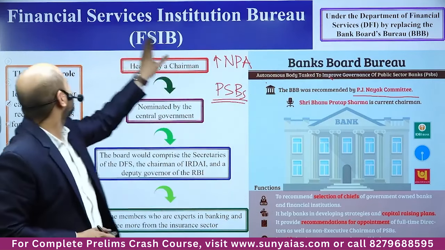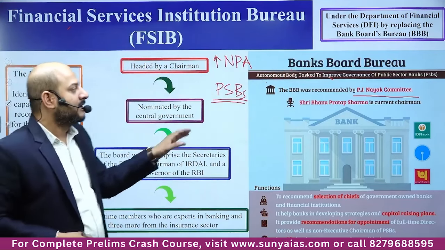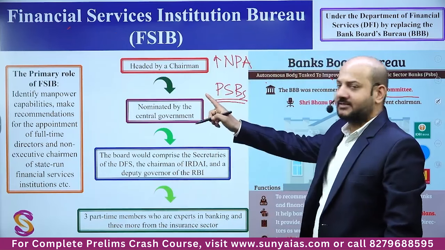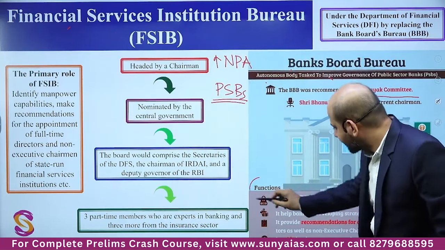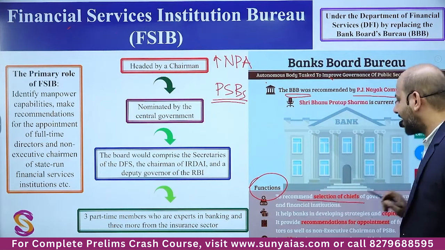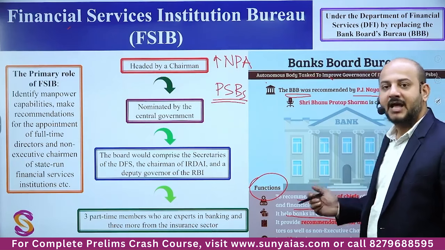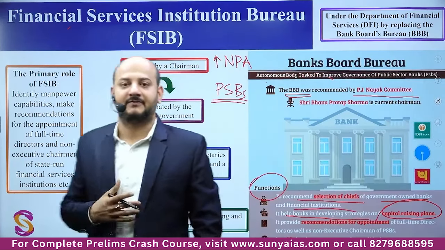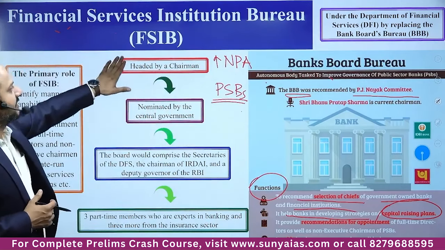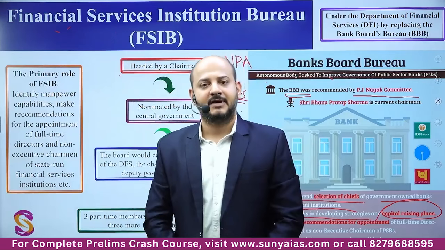Now, this has been replaced with the Financial Services Institutions Bureau. Hence, we want more efficiency. You can see the functions here, what the Bank Board Bureau was previously doing. It recommended selection of the chiefs of government-owned banks and financial institutions, and helped banks in developing strategies and capital-raising plans, how they will raise more and more capital. Therefore, it has been replaced by this FSIB. Remember, this is a new organization, very, very important for the prelims 2024.